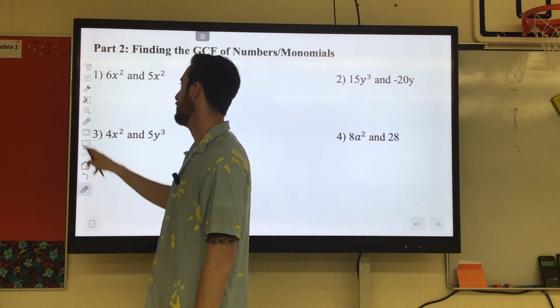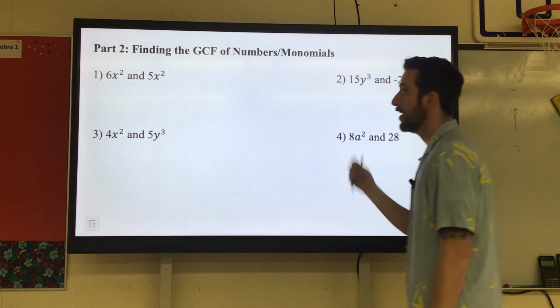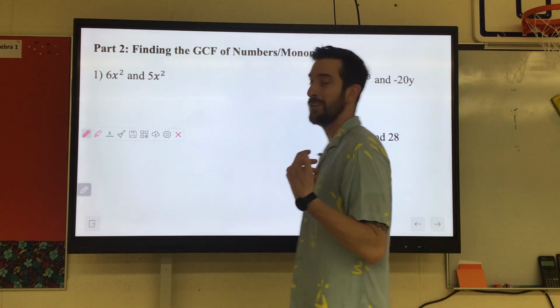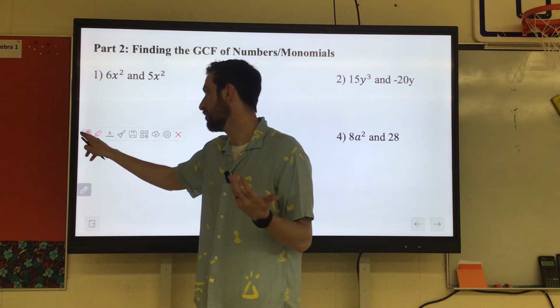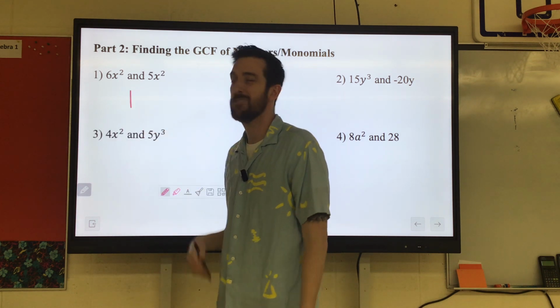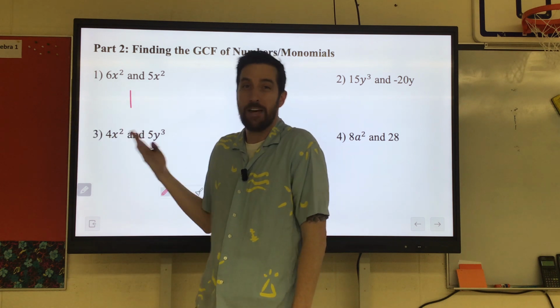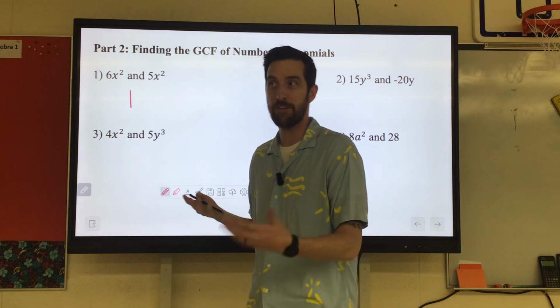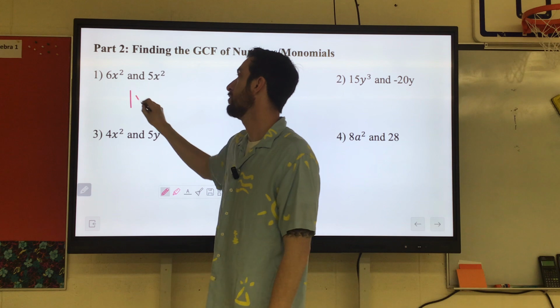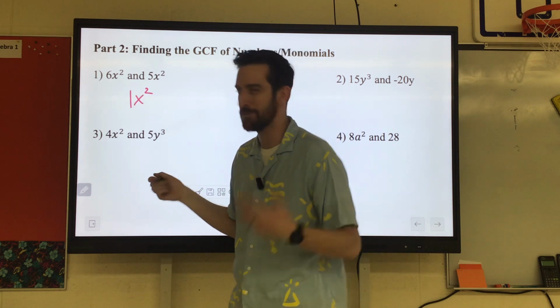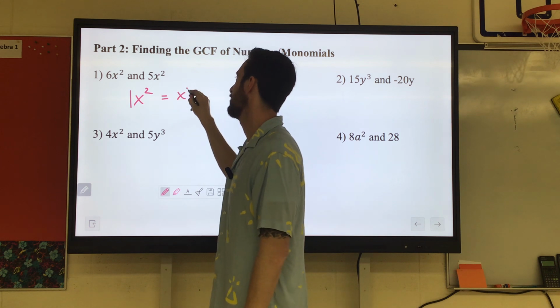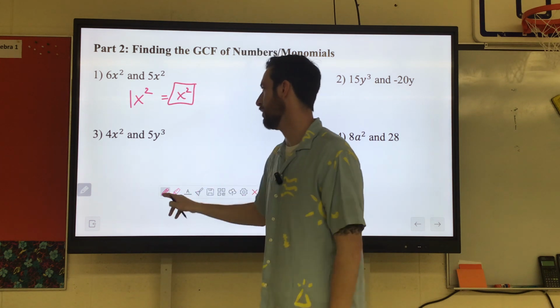Finding the greatest common factor. So 6x squared and 5x squared. First, when I see something like that, I look at the numbers, 6 and 5. The greatest thing that goes into 6 and 5, or that they have in common, is 1. Do they both have x's? Yeah, they do. They both have x squared. So our greatest common factor would be 1x squared. Now clean that up a little bit. 1x squared is just x squared.